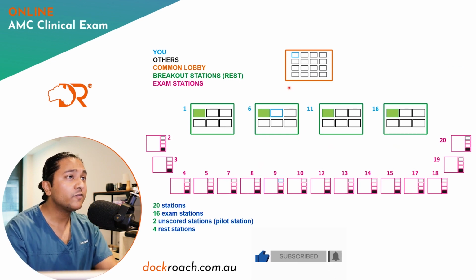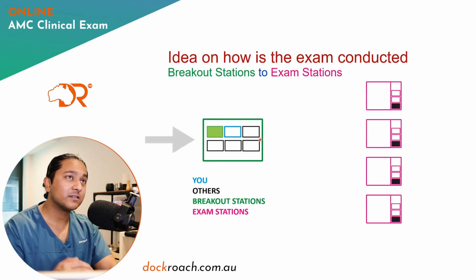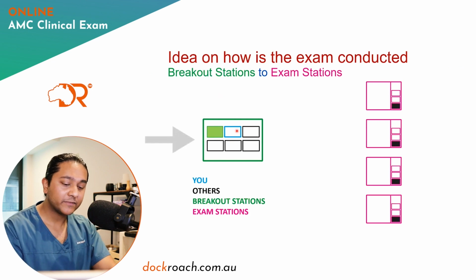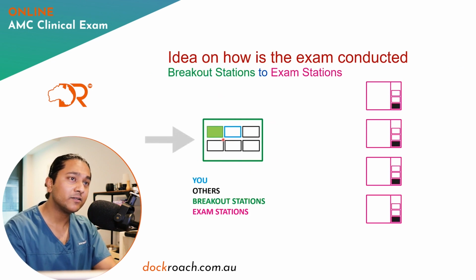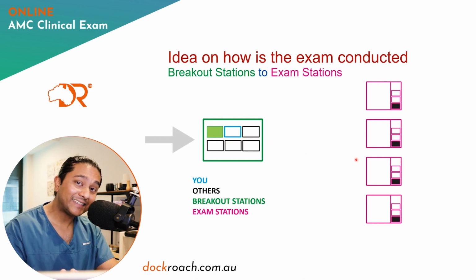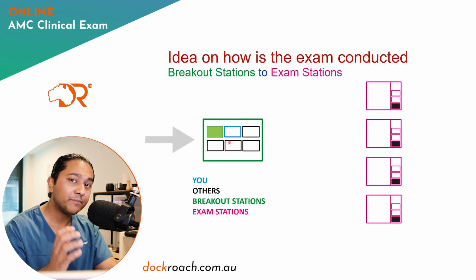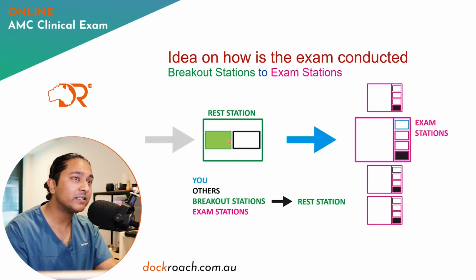All right. So from here, the blue one is you. Can you see the indication over here on the top left corner? Your other candidates are going to be in black. The green one is the breakout station. Okay, so let's zoom in on that. From here, once everybody gets placed into their respective exam station, the one who remains behind is now in a rest station. So let's see how that happens.